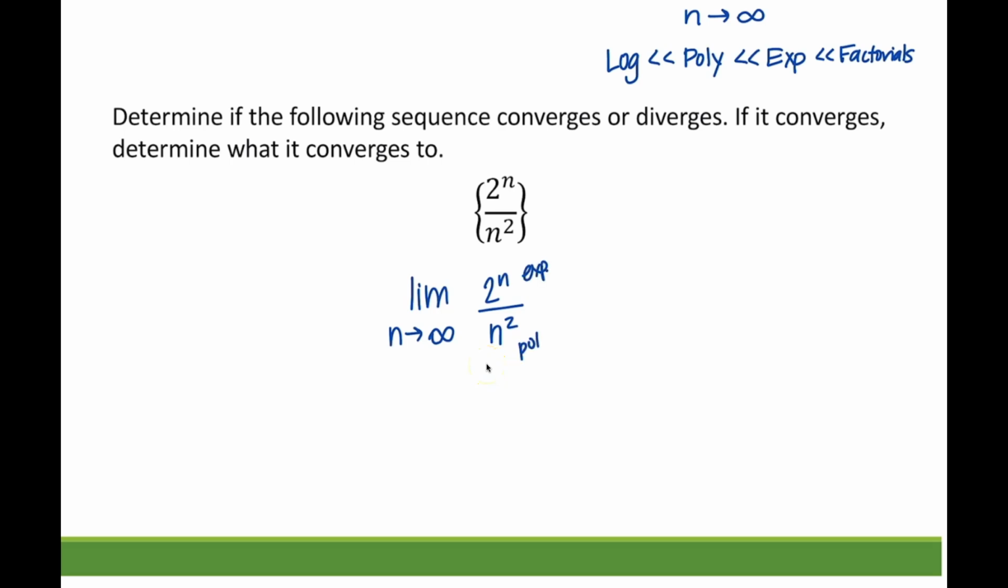So that exponential is going to grow bigger faster. So if the numerator grows bigger faster, then the whole thing is going to infinity, and infinity is not a real number, so this limit does not exist. So that means the sequence diverges.